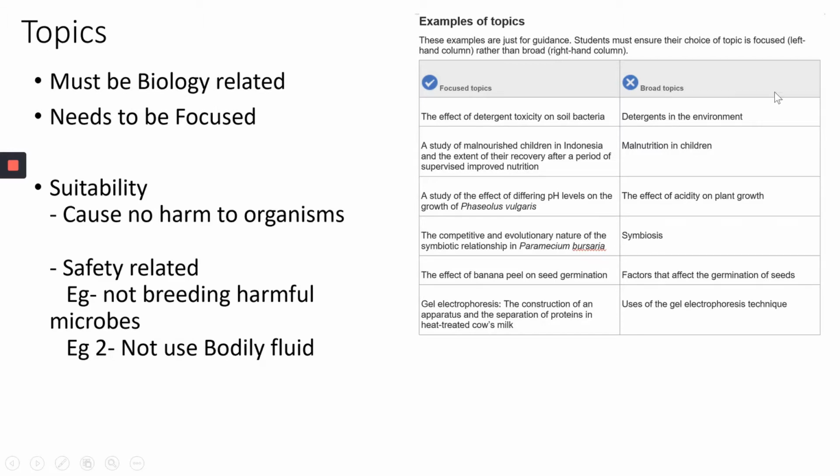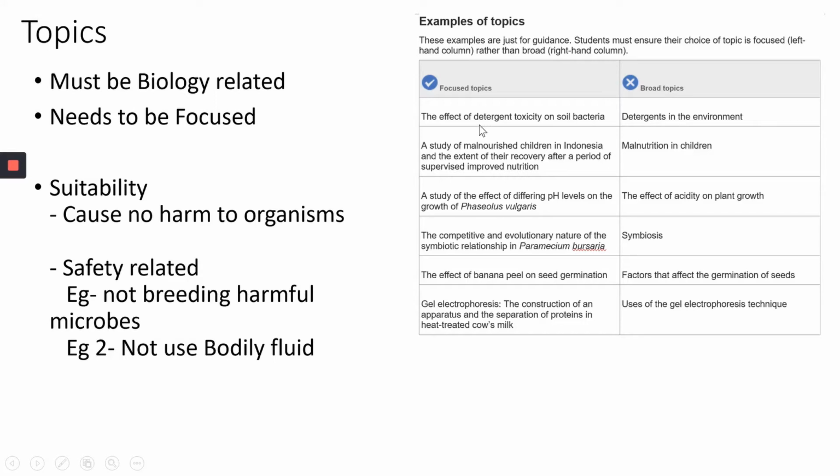For example, take a not-so-good example compared to a good example. They were looking at, how does the detergent affect the environment? But this is very broad as to what kind of detergent you're looking at and what aspect of the environment is affected by the detergent. So you need to narrow it down.